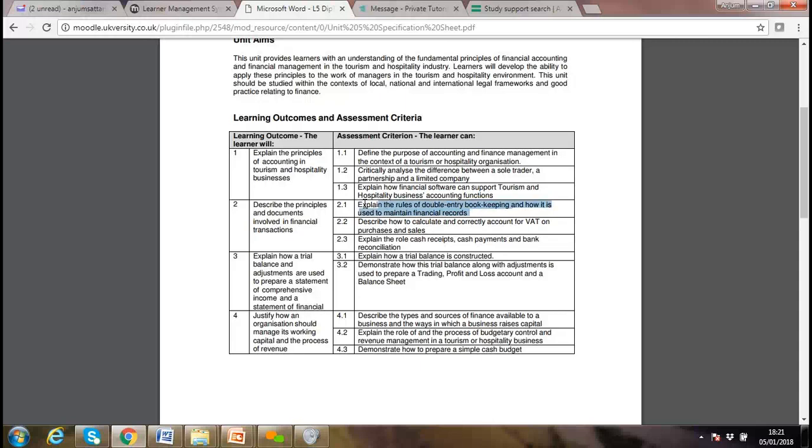So next, today our discussion will focus on how to correctly calculate the amount of VAT on purchases and sales. How can we calculate the VAT? VAT is a value added tax. In some countries it's called general sales tax, GST. In Italy it's called IVA.